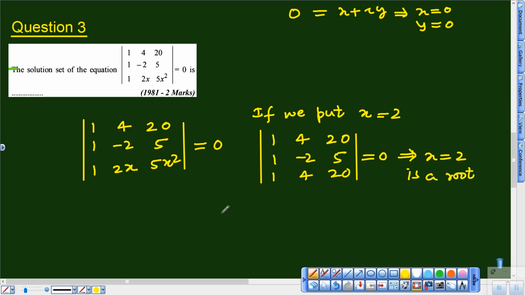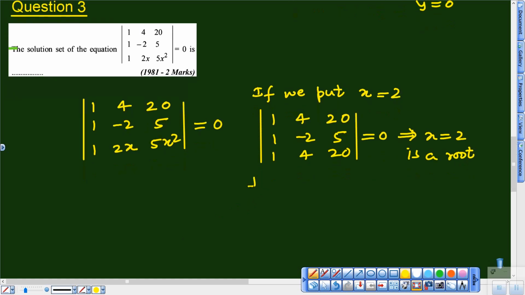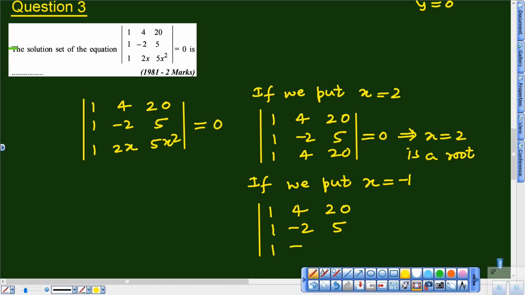Right? Now, let me create some space. If we put x is equal to minus 1, you can see what the determinant becomes. The determinant becomes 1, 4, 2; 0, 1 minus 2, 5; and 2 into 1 is 2, 2 into minus 1 is minus 2. Minus 1 square is 1 after all. That's why 1 minus 2 and of course 5.